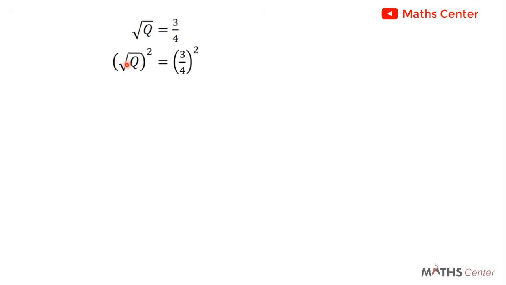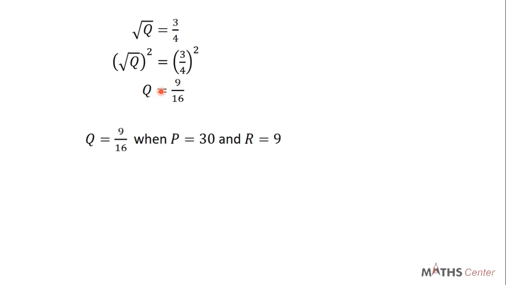If you square square root of k, you are going to have k, and the square of 3 divided by 4 is 9 divided by 16. So k is equal to 9 divided by 16. So from here we can say that k is equal to 9 divided by 16 when p is equal to 30 and r is equal to 9.